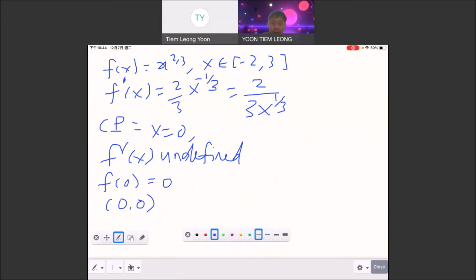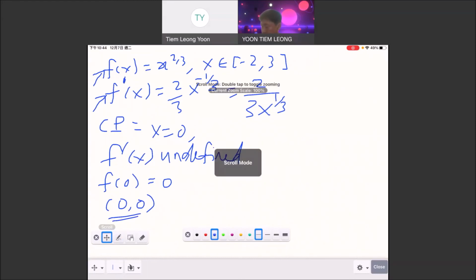That doesn't mean f at the critical point is not defined. It is still defined because f is defined based on this one, while f prime is based on this one. So if f prime is not defined, it would not automatically mean f is not defined. Here, f is well defined, it is equal to 0. So we have obtained the value of the function at the critical point.